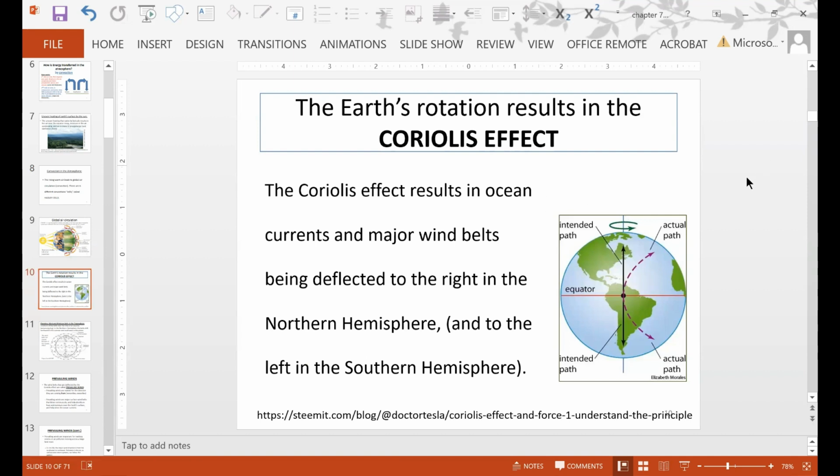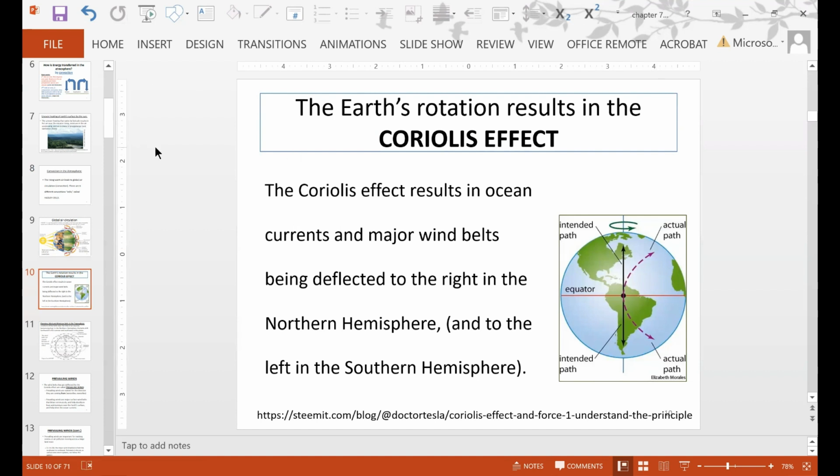And I mentioned the Coriolis effect a couple of minutes ago. The Coriolis effect results in ocean currents and major wind belts being deflected to the right in the northern hemisphere and deflected to the left in the southern hemisphere. And that is due to the Earth's rotation. So if you were air going from the equator northward on this black line, if that's your intended path, you would be deflected on this purple path curved to the right. So that's the Coriolis effect.